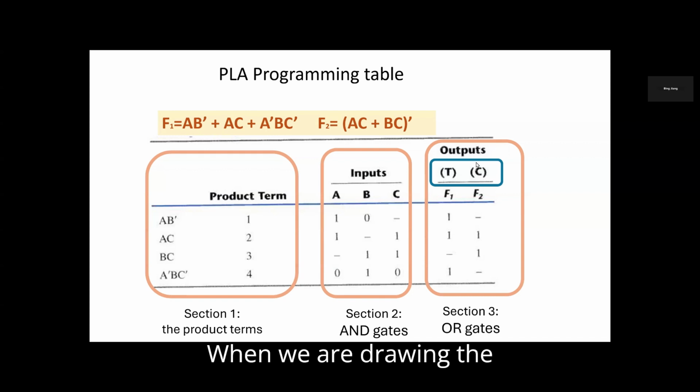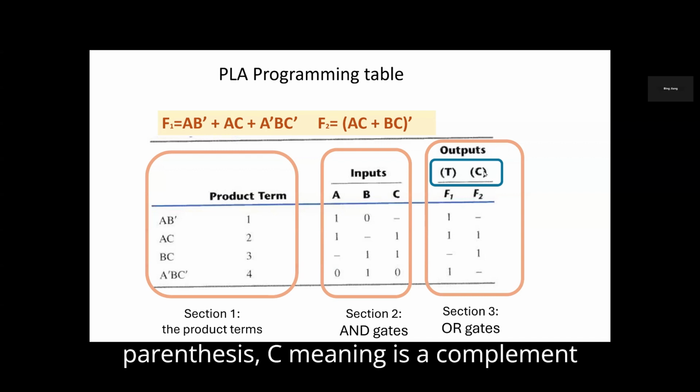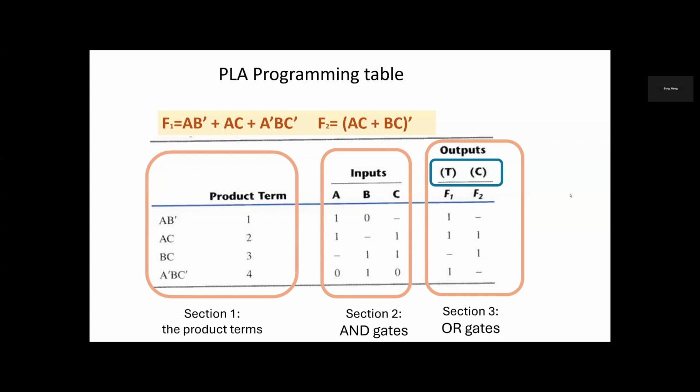When we are drawing the connection on the PLA diagram, if it's complement, we need to XOR 1 using this Boolean expression. So F2 has AC or BC. So AC, BC is 1, the other two are dash. And here we have a parenthesis, C, meaning it's a complement form.